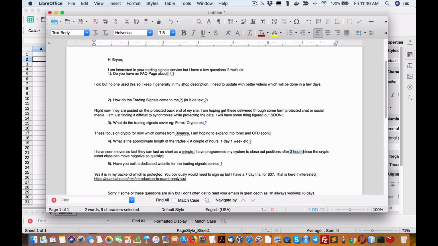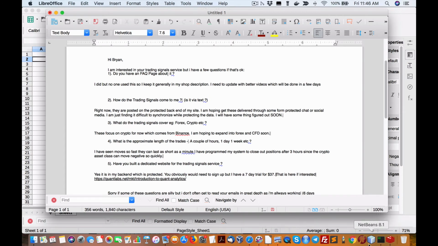Here it pretty well hasn't changed. Yes, there is my backend, which is protected, and that's how you access it, through payment obviously. You can try out a 7-day trial for $37 to see how it works. As I said, there's different ways to access it.